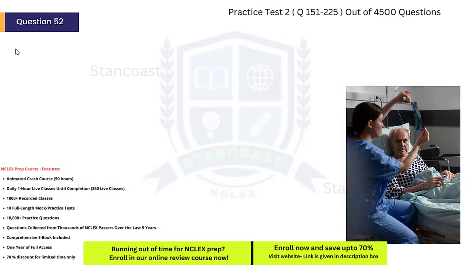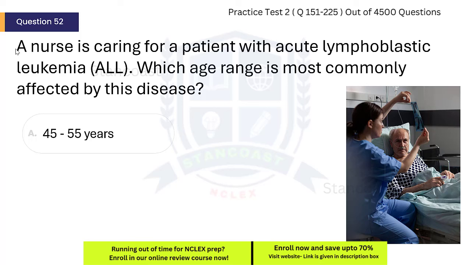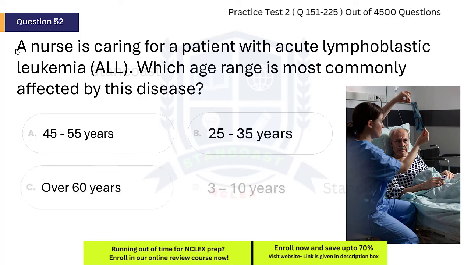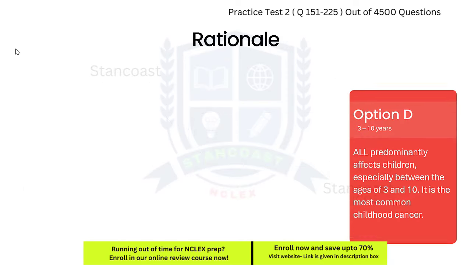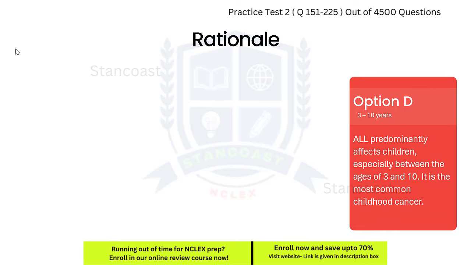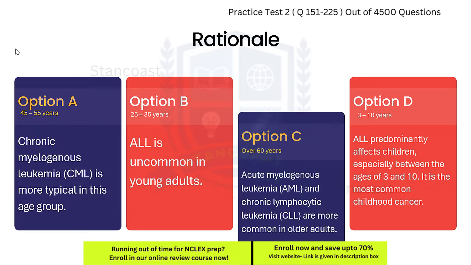Next question. A nurse is caring for a patient with acute lymphoblastic leukemia, ALL. Which age range is most commonly affected by this disease? A. 45 to 55 years. B. 25 to 35 years. C. Over 60 years. D. 3 to 10 years. Think about the demographics most affected by ALL. The correct answer is D. 3 to 10 years. ALL predominantly affects children, especially between the ages of 3 and 10. It is the most common childhood cancer, unlike other types of leukemia more common in adults.